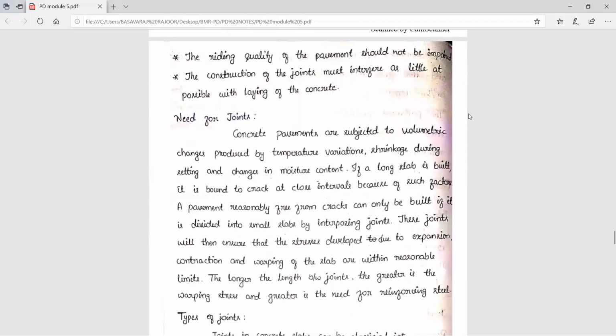Dowel bars are required for the transverse joints to transfer part load across the adjacent slab. And also, there is a need where stresses become critical, to assist in the event of loss of subgrade support at the location of the joint.